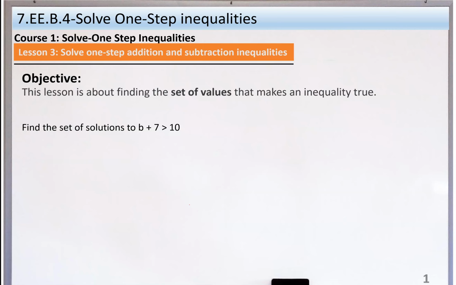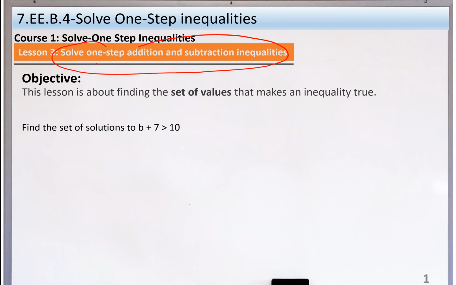Today's lesson is solving one-step addition and subtraction inequalities. You have to separate them from multiplication and division for a reason we'll discuss, a reason we've already discussed.